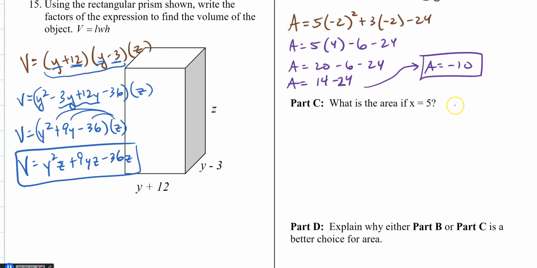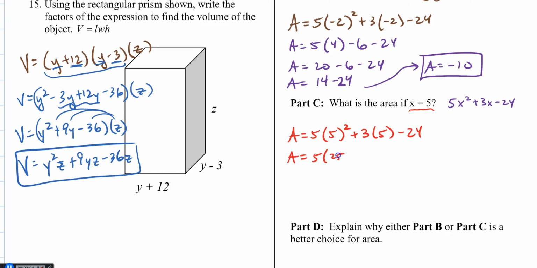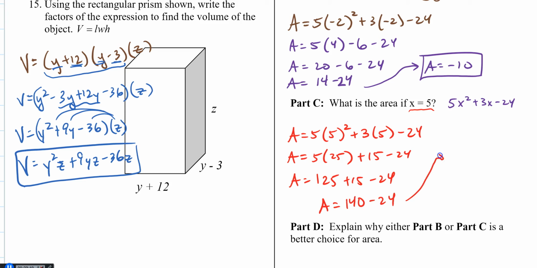Part C, we're going to take that same function, 5x squared plus 3x minus 24, and we're going to evaluate it this time when x is positive 5. So 5 times 5 squared plus 3 times 5 minus 24. Order of operations, once again, PEMDAS. 5 squared is 25, so 5 times 25 is 125, plus 15 minus 24. 125 plus 15 is 140 minus 24. And we get a final area of 140 take away 24, which is 116.